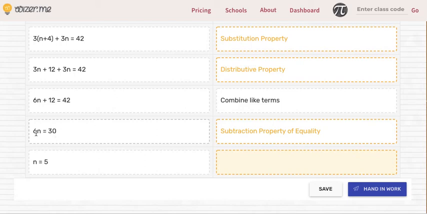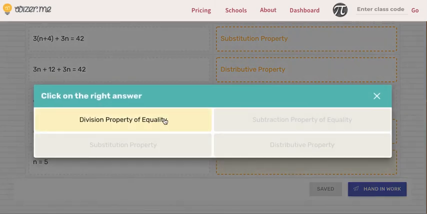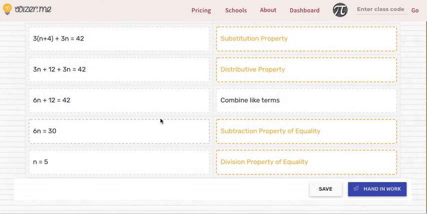Finally, we want to get rid of this 6, right? Now we can't just subtract 6 because this 6 is being multiplied to the n. So the opposite of the multiplication operation is division, right? So instead of subtracting 6, we would have to divide by 6. So 6n divided by 6 gives us 1n, which we can just write as n. Because we divided by 6 on one side, we have to divide by 6 on the other side as well. 30 divided by 6 is 5. So we get n equals 5. Again, that was using the division property of equality.